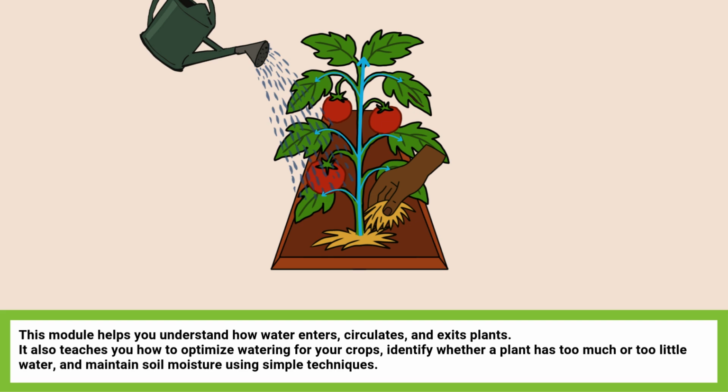This module helps you understand how water enters, circulates, and exits plants. It also teaches you how to optimize watering for your crops, identify whether a plant has too much or too little water, and maintain soil moisture using simple techniques.